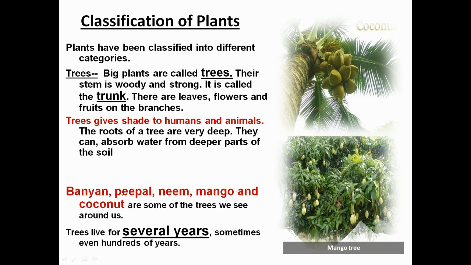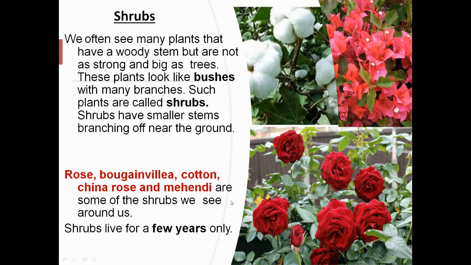Banyan, peepal, neem, mango, and coconut are some of the examples of trees which you can see around in your locality. Trees live for several years, sometimes even hundreds of years. Look at the picture of coconut tree, mango tree, and the rest of the pictures you can see from the book. Next category is shrubs.